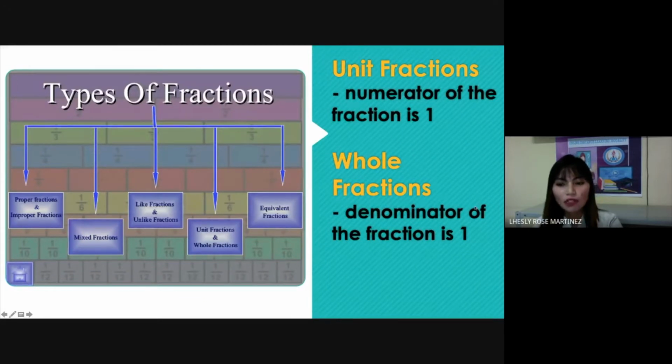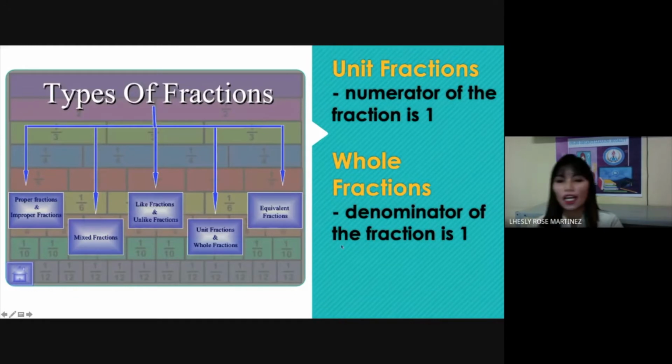For a whole fraction, the denominator of the fraction is 1. Example of a whole fraction: 3/1. The denominator is 1. And 5/1, very good, Ren.